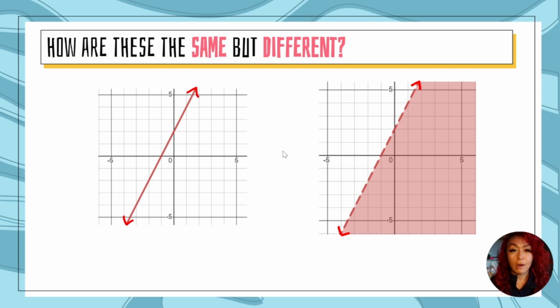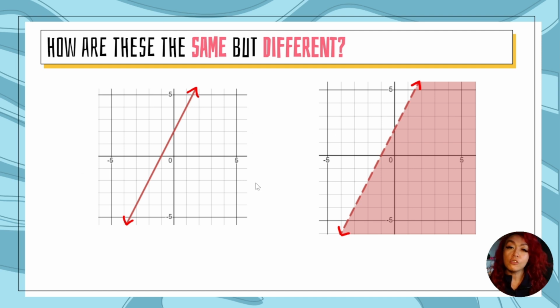Now I'll show you these two graphs here, and I'll ask you, how are they the same but different? Well, some similarities that I see is it looks like the lines are the same. It looks like they have the same slope and the same y-intercept. The differences that I see here is that in the first graph, it's just the graph of a line. In the second graph, our line is dashed and we have this red shading below the line.